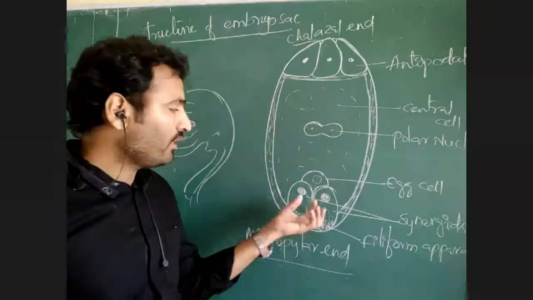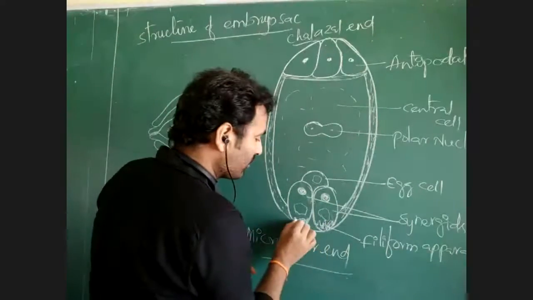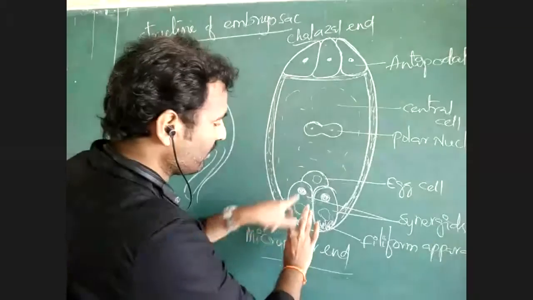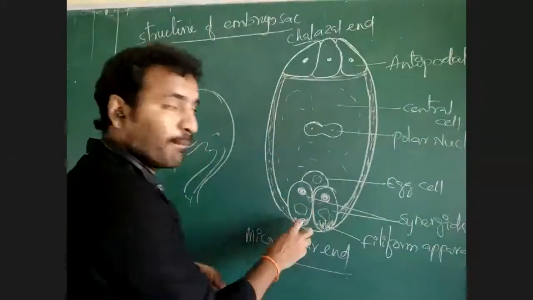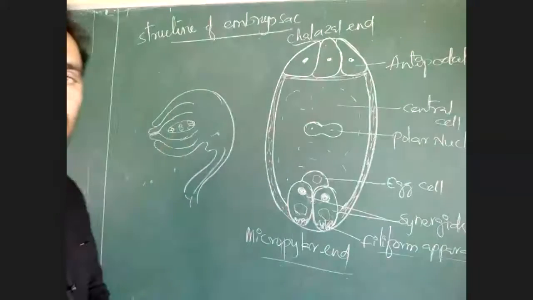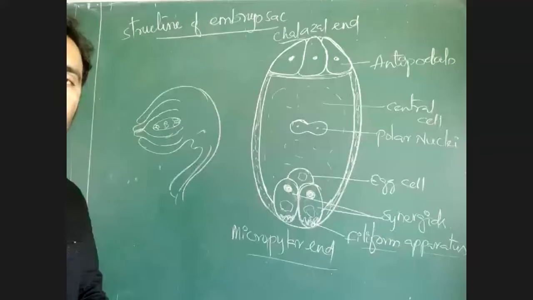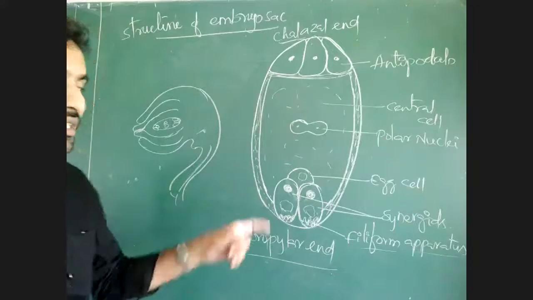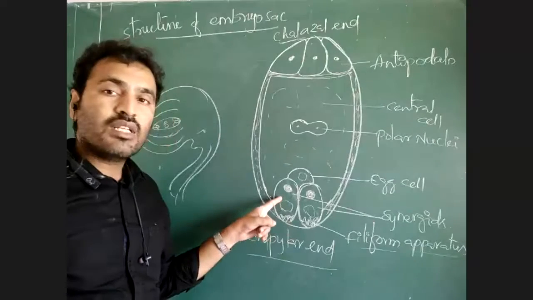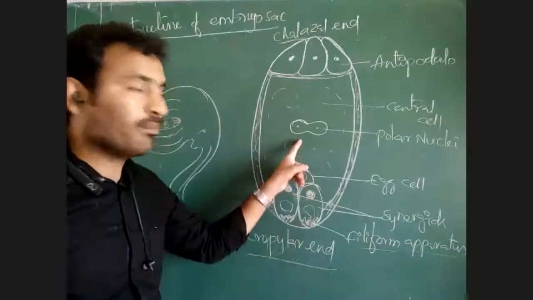Anyway, synergids. Synergids have finger-like thickenings at the base. The finger-like thickenings which are present at the base of synergids are called the filiform apparatus. The filiform apparatus and synergids have some functions. What are the functions of the synergid? The synergid is responsible for the entry of the pollen tube into the embryo sac.